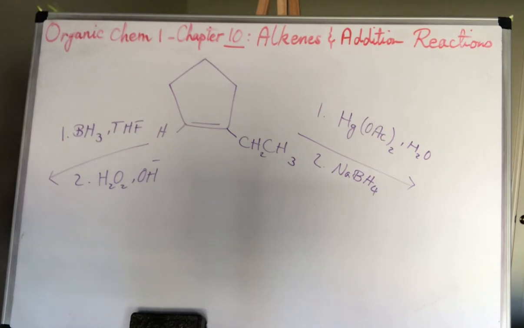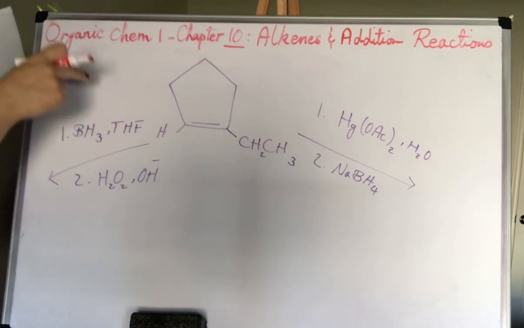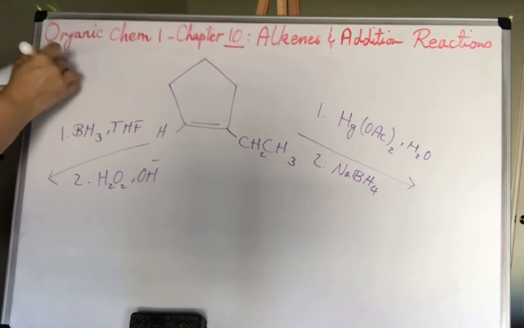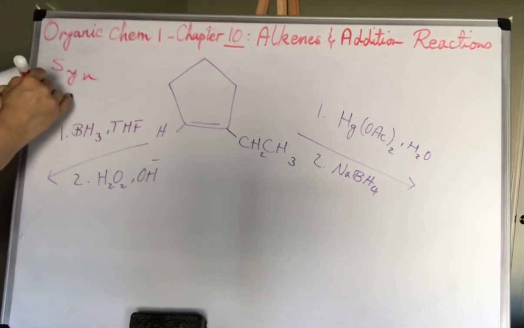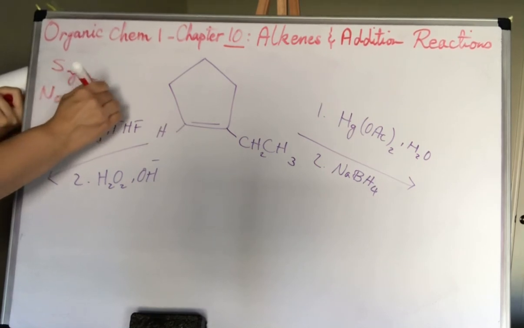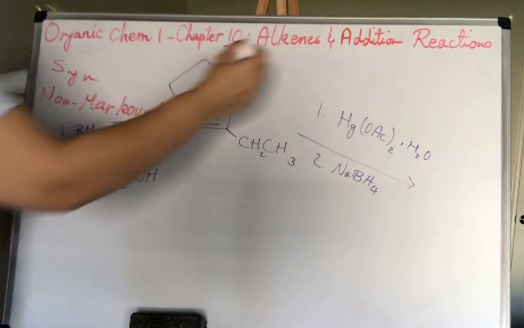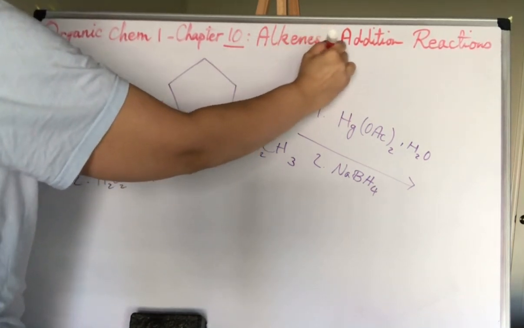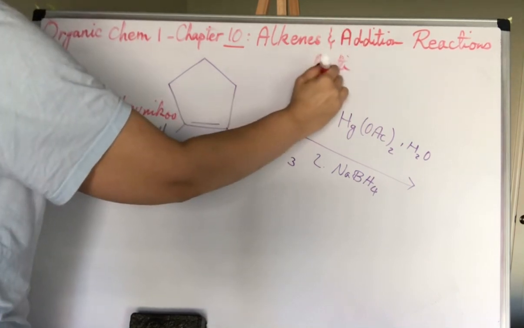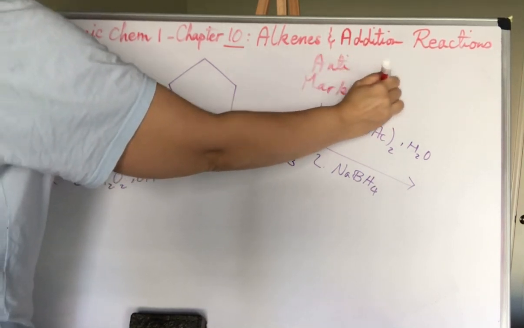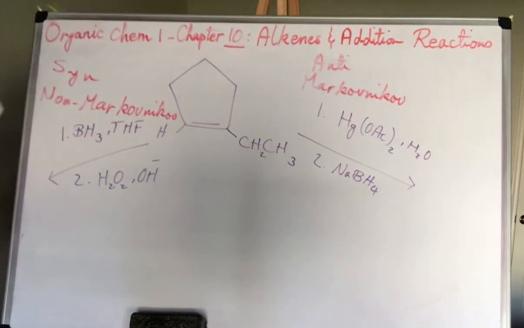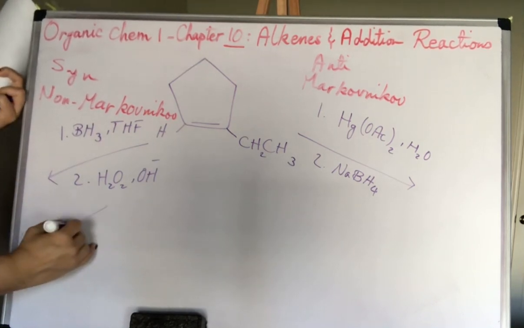The mechanism, not the detailed step by step. I mean, what type of mechanism is it? Hydroboration-oxidation is a syn addition and non-Markovnikov, but oxymercuration-demercuration is an anti-addition and it's a Markovnikov reaction. So by that we don't need to apply the step-by-step mechanism.